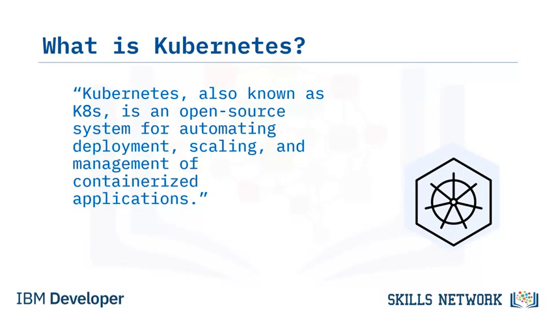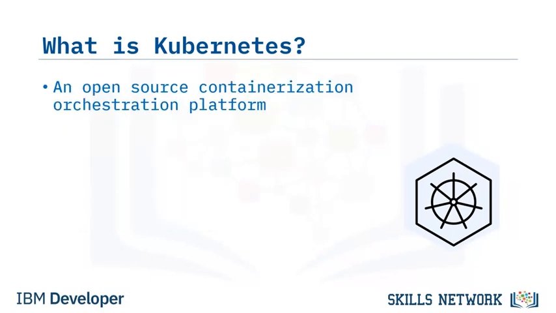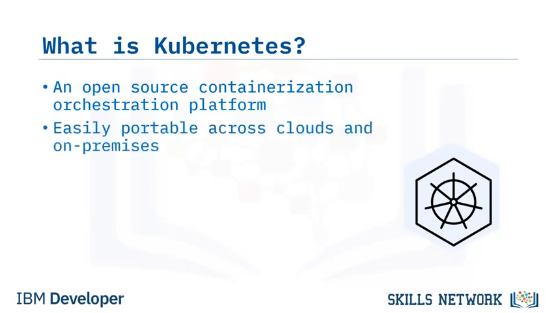The official Kubernetes documentation describes Kubernetes as an open source system for automating deployment, scaling, and management of containerized applications. Kubernetes is widely available and has positioned itself as the de facto choice for container orchestration. Kubernetes is an open-source container orchestration platform developed as a project by Google and is currently maintained by the Cloud Native Computing Foundation. It is easily portable across clouds and on-premises.